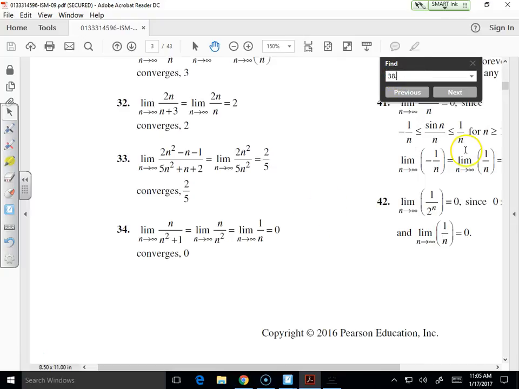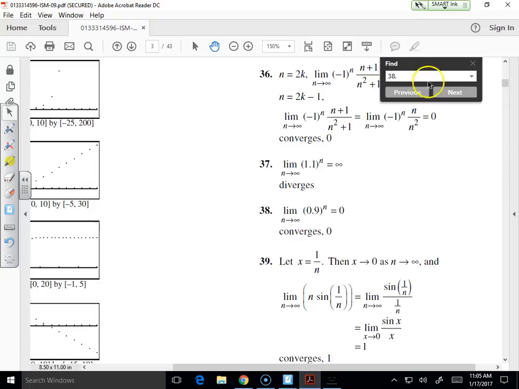Next one, 38. 0. Or, K, because r is 9/10, which is less than 1. Remember, it could be 0.999999999, it's going to converge to 0, but as soon as it hits 1, it converges to 1, and anything greater than 1 diverges. Okay. Right?